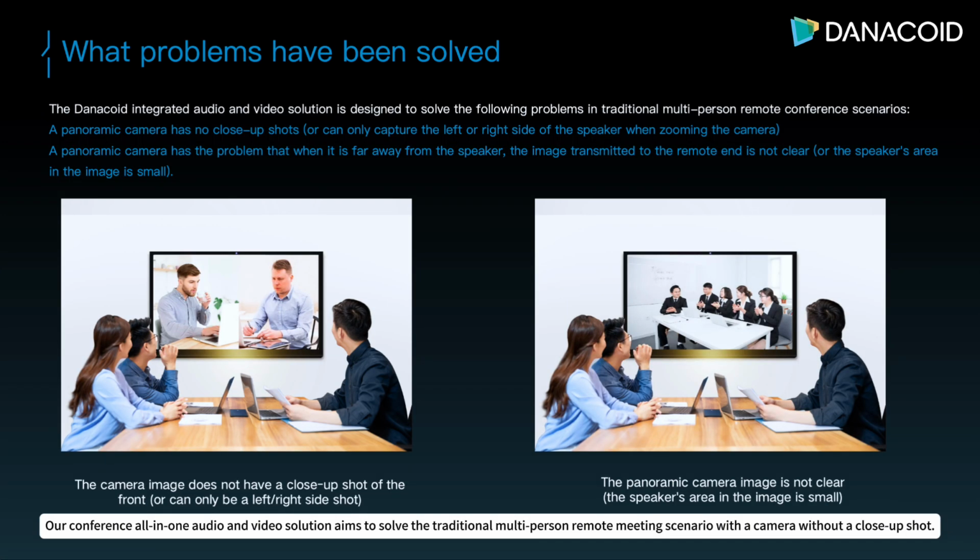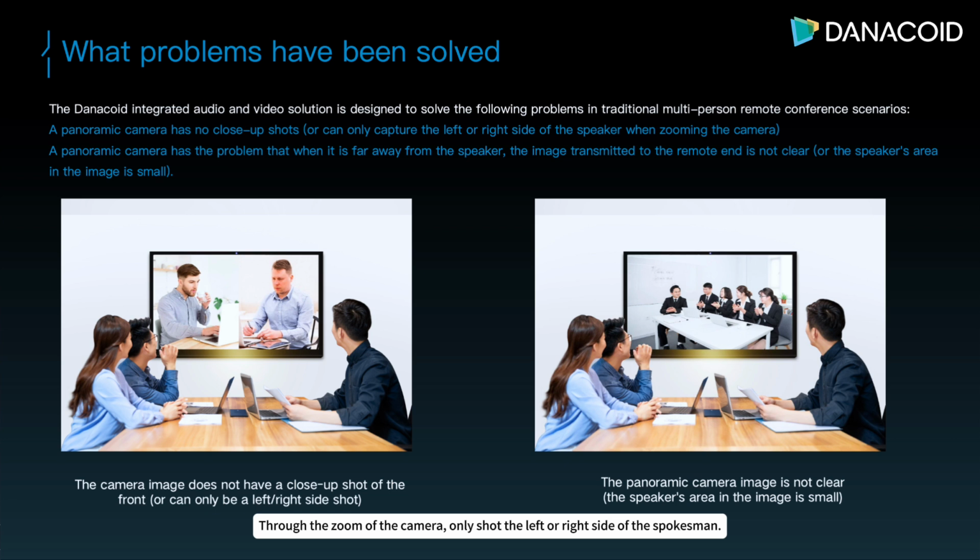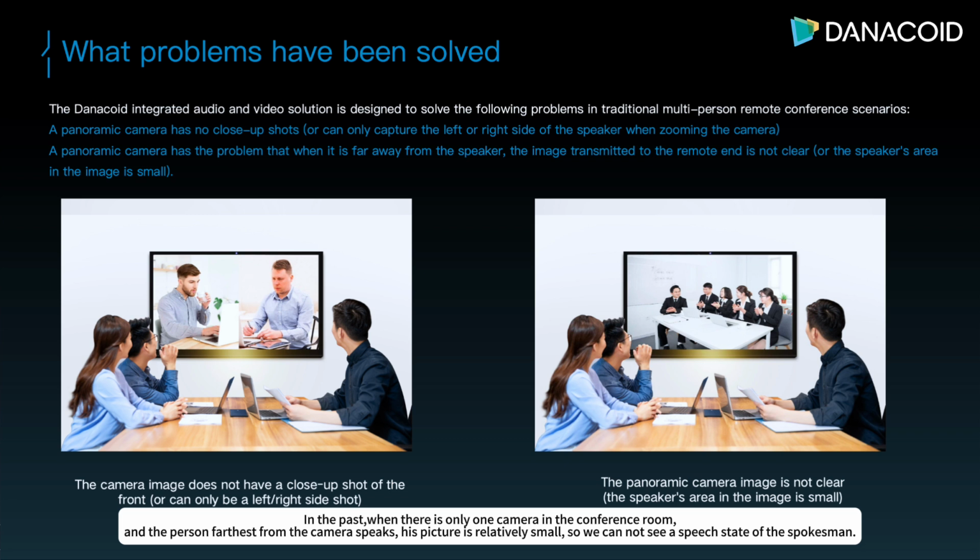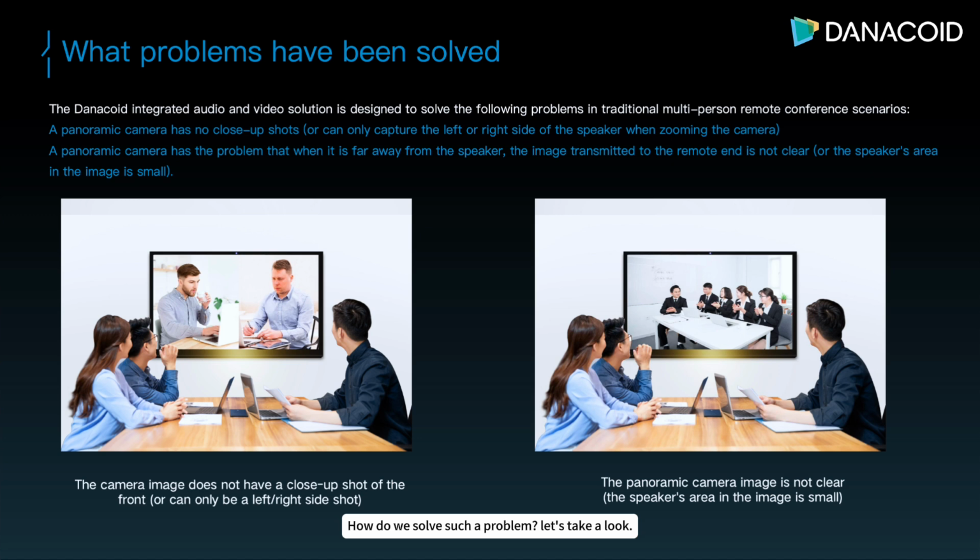Our conference all-in-one audio and video solution aims to solve the problem of the traditional multi-person remote meeting scenario, where a camera without a close-up shot, through the zoom of the camera, only shoots the left or right side of the spokesperson. In the past, when there was only one camera in the conference room and the person farthest from the camera spoke, his picture was relatively small, so we could not see the speech state of the spokesperson. How do we solve such a problem?